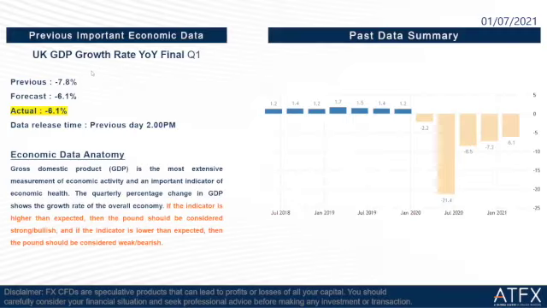First, we will look at our previous important economic data. The first one is UK GDP growth rate yearly, final quarter one. The previous is negative 7.8%. The forecast is negative 6.1%. The actual is the same, negative 6.1%. So this one doesn't affect much the GBP, the Great Britain pound.